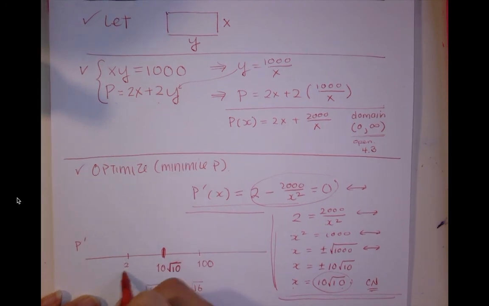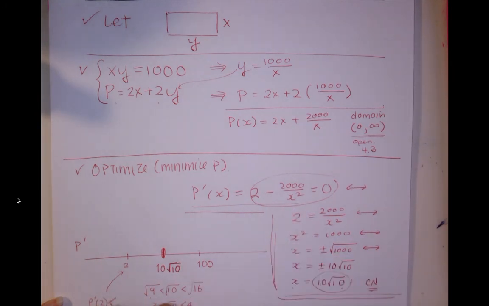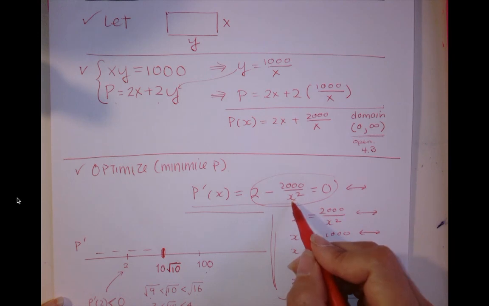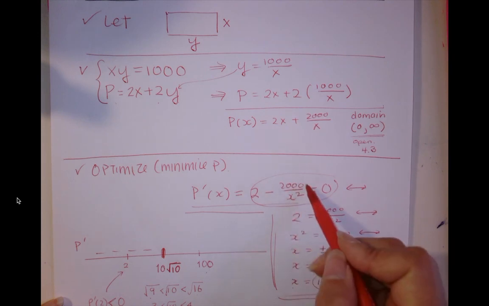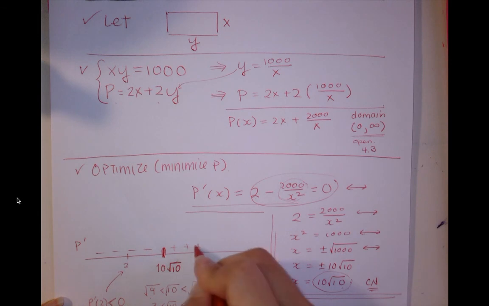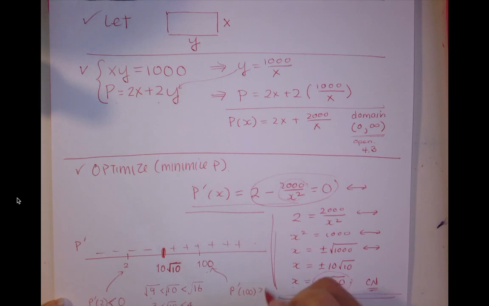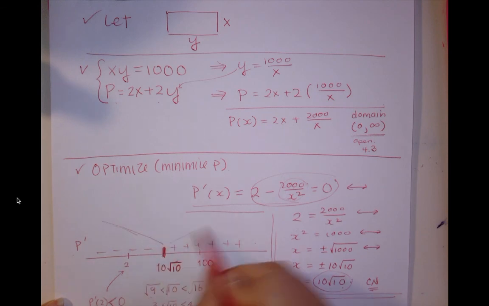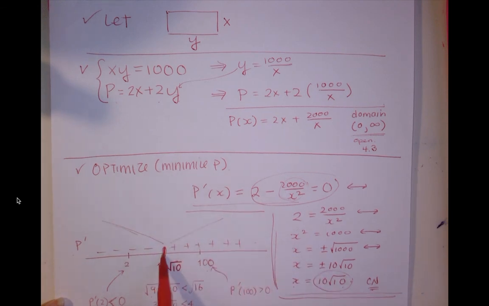So P prime of 2 is going to be positive or negative? Well, it looks like it's going to be a negative number. P prime of 100: well, 100 squared is 10,000, and 2,000 over 10,000 is a number less than 1. So 2 minus a number less than 1 should be positive. So P prime of 100 is positive. You can see that because of P prime, my function P is decreasing then increasing. Since this is the only critical number, this has to be the global minimum.